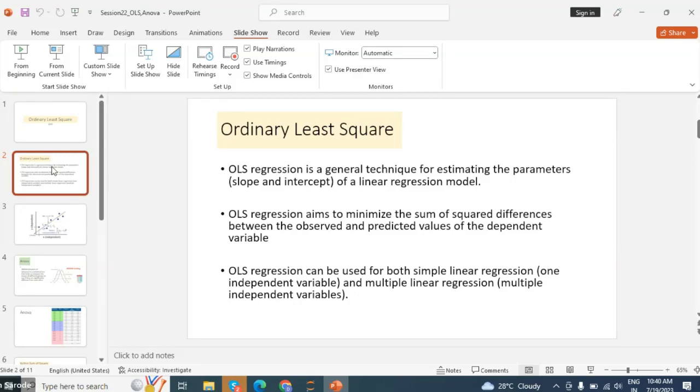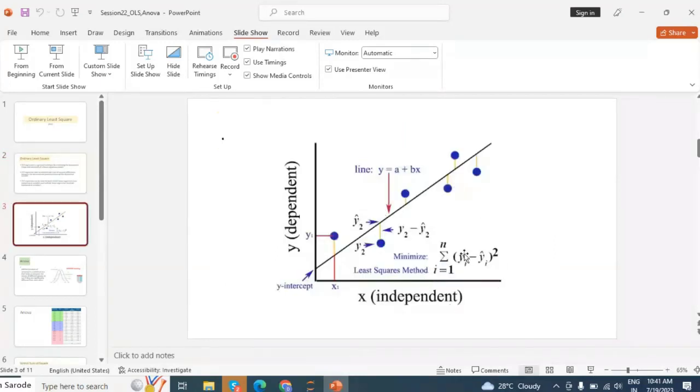Then OLS regression aims to minimize the sum of squared differences between observed and predicted values. The same OLS method estimates your best slope and intercept so that your error, which is MSE, will be minimum. So overall the same thing is happening here also. We can use the OLS technique with both simple linear regression and multiple linear regression. This diagram is a diagram of simple linear regression.